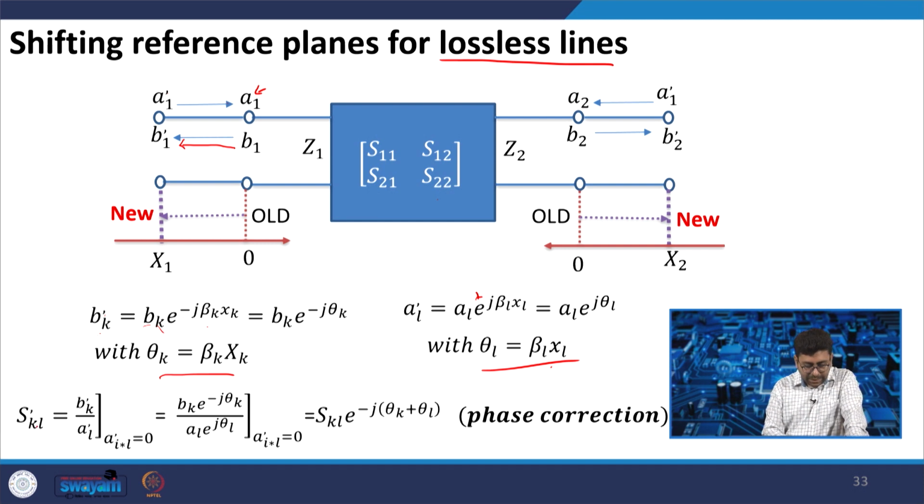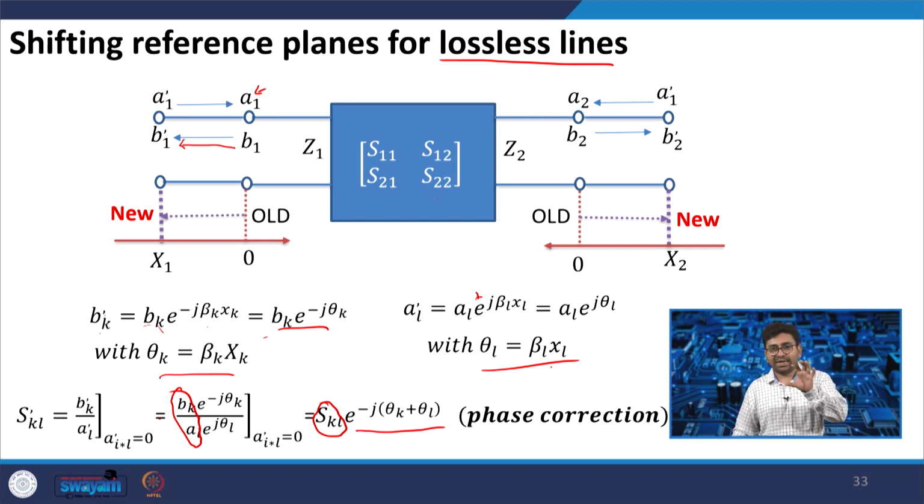So the updated S parameter, SKL dash, is equal to BK dash by AL dash, equal to BK e raised to minus j theta k by AL e raised to j theta L. So this is the already available S parameter, SKL, and the difference is e raised to minus j theta k plus theta L. So there is a phase correction. If your transmission line is lossless, then there is only a phase correction, but phase is also important.